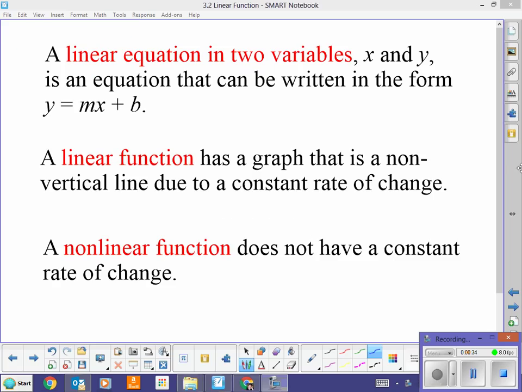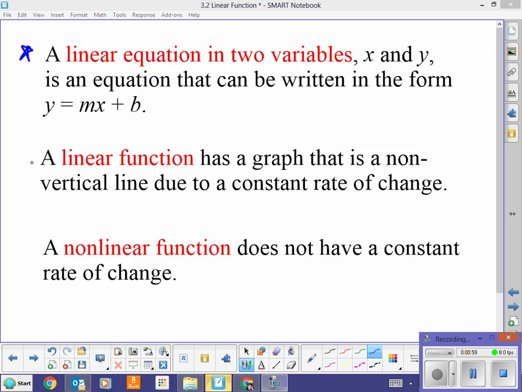And the first is a linear equation in two variables. That's a phrase that we're going to run across a lot. A linear equation in two variables, x and y, is an equation that can be written in the form y equals m times x plus b. Okay, make sure you're getting all this vocabulary in your notes.